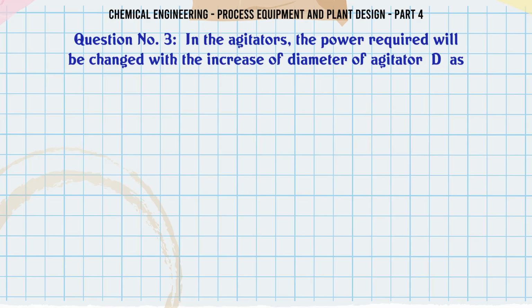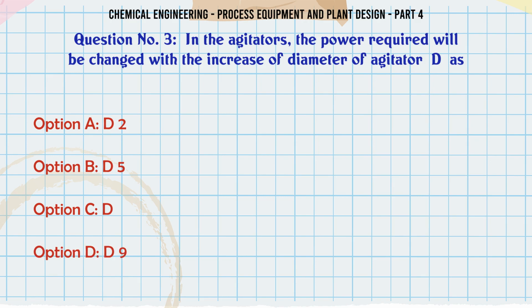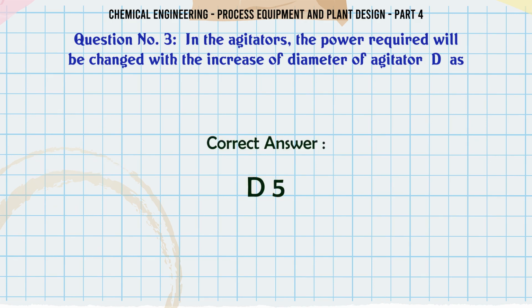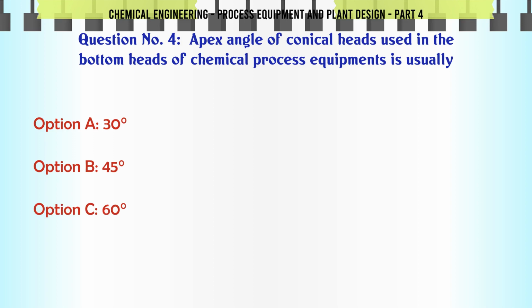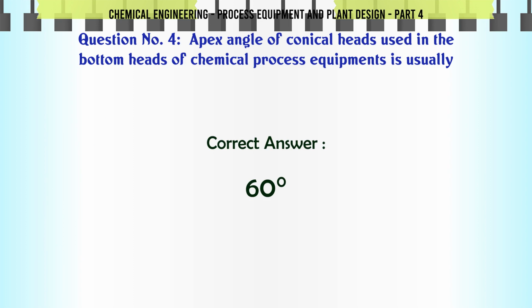In agitators, the power required will change with the increase of diameter of agitator D as: A) D^2, B) D^5, C) D, D) D^9. The correct answer is D^5. Apex angle of conical heads used in the bottom heads of chemical process equipment is usually: A) 30, B) 45, C) 60, D) 75. The correct answer is 60.